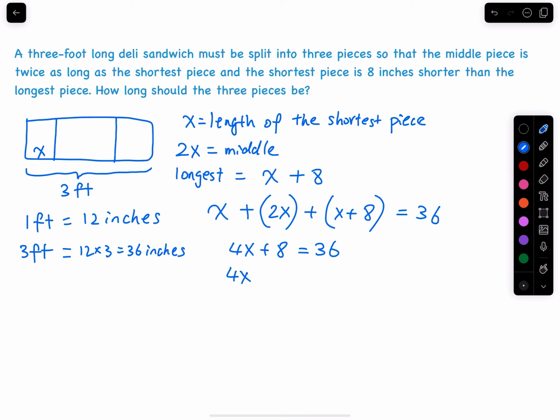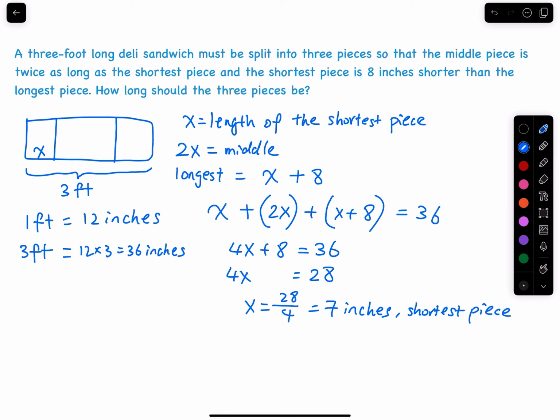And then 4x is equal to 36 minus 8, which is equal to 28. You subtract 8 on both sides, and then you divide by 4 on both sides. x is equal to 28 divided by 4. That is equal to 7 inches. This is the shortest piece.